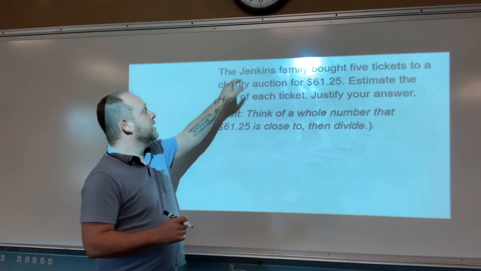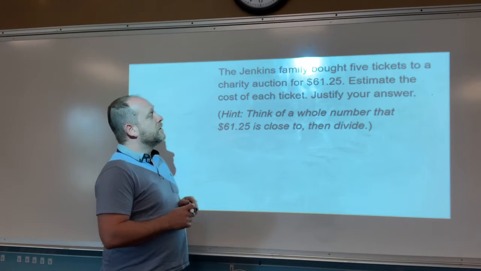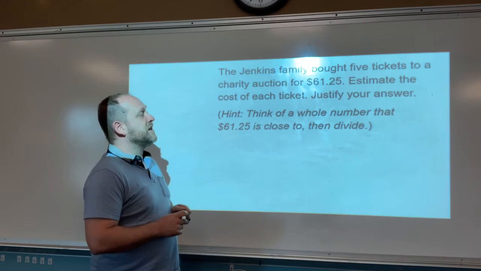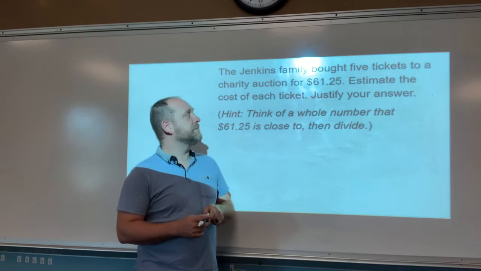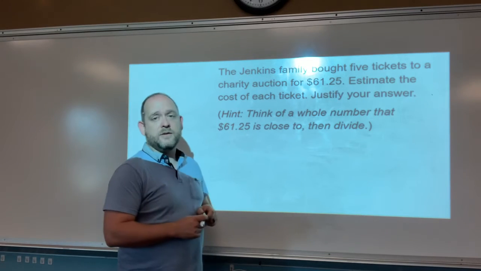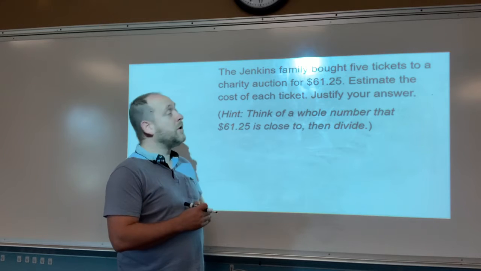answer. So, it says the Jenkins family bought 5 tickets to a charity auction for $61.25. Estimate the cost of each ticket. Justify your answer. All right, so first thing we need to do is we need to find our numbers. So we're going to circle the numbers.